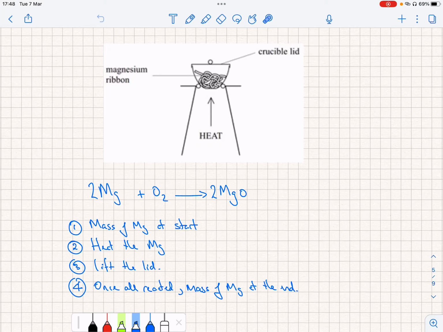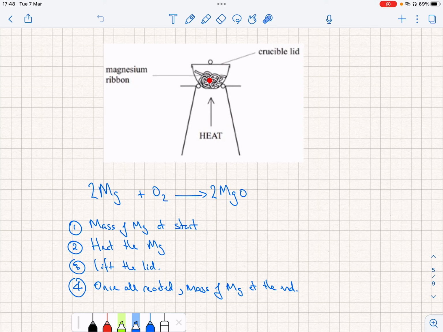Okay, in this experiment we're looking at how to find the empirical formula for magnesium oxide. In order to do this, we're going to carry out this chemical reaction. So we're going to get our magnesium to react with oxygen to make the magnesium oxide.